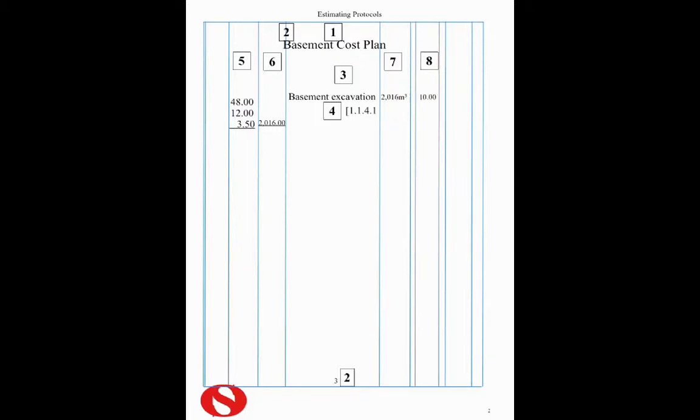8 is the pricing column, £10 a cubic metre, and 9 is the final price, which is £20,160 and 0 pence.